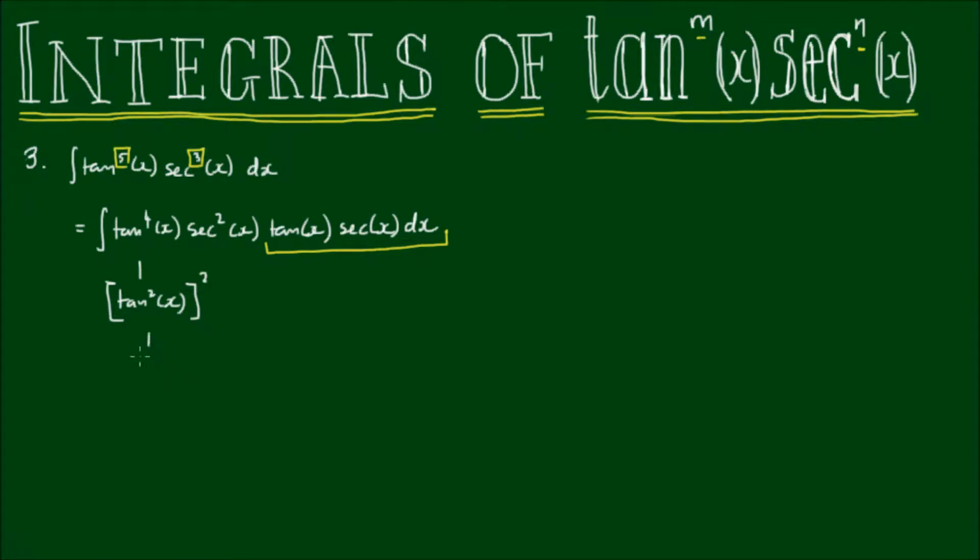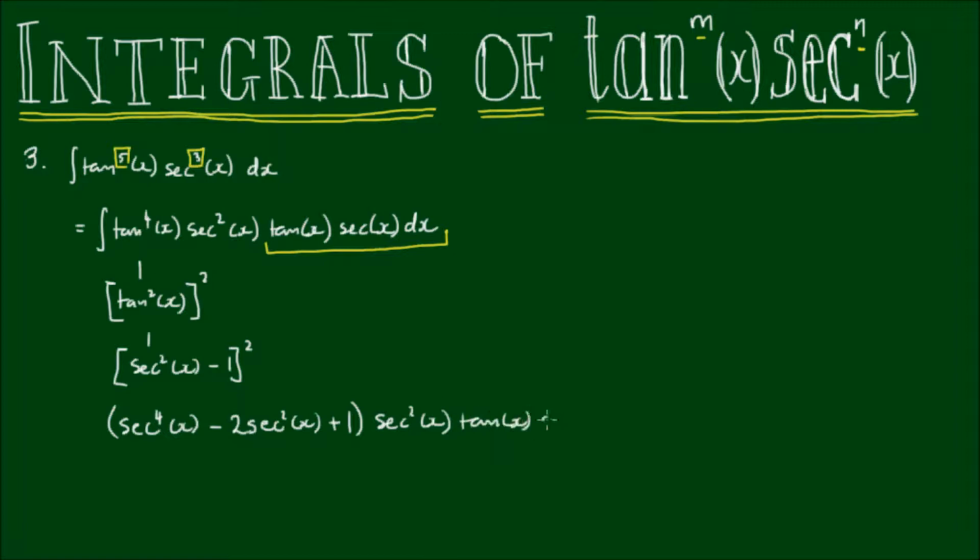And tan squared is equal to secant squared of x minus 1. So secant squared x minus 1, all squared. And when we perform binomial expansion on this term, we get sec to the 4th power of x minus 2 times sec squared x plus 1. And the remaining terms are sec squared x, tan x, sec x, dx, and of course the integral at the front.